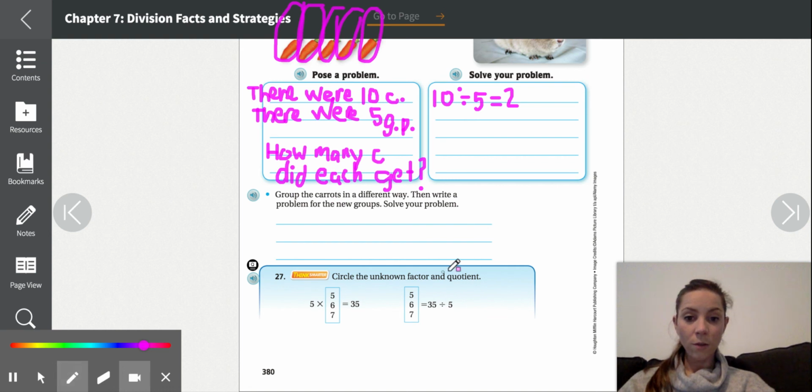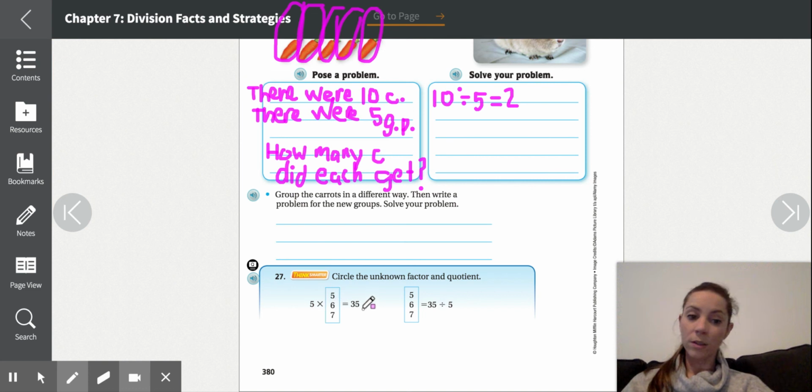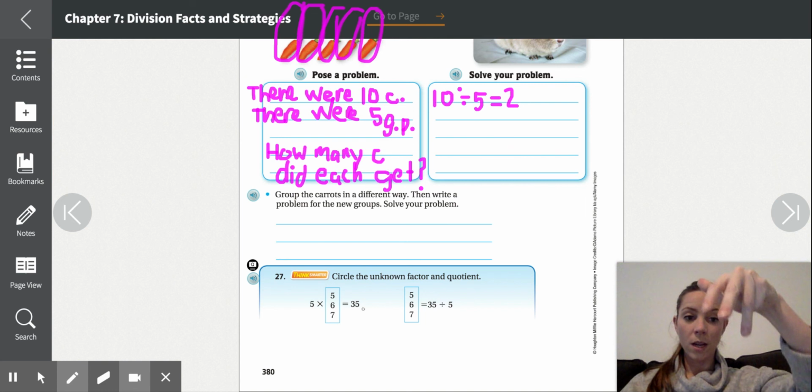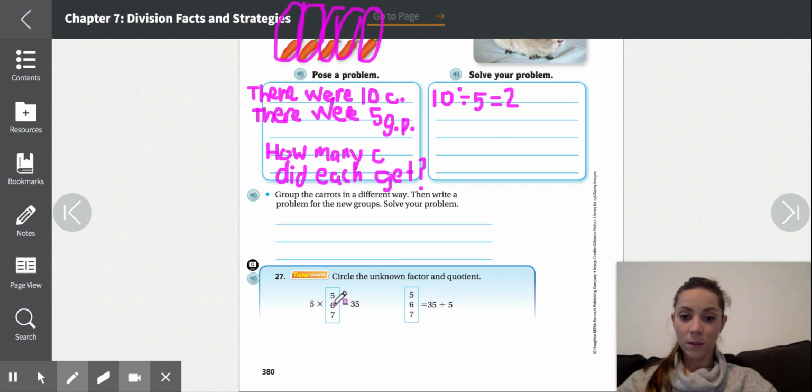All right, let's try number 27 now. It says circle the unknown factor and quotient. 5 times what equals 35? So let's count by 5 to get up to 35. 5, 10, 15, 20, 25, 30, 35. 7 times. Oopsie. So now we know 35 divided by 5 must be, that missing number is 7. Remember, this is a fact family, so I'm going to use the same 3 numbers: a 5, a 7, and a 35.